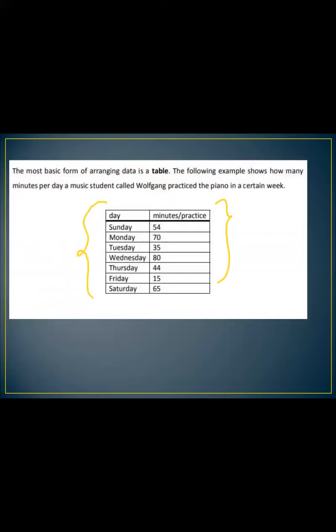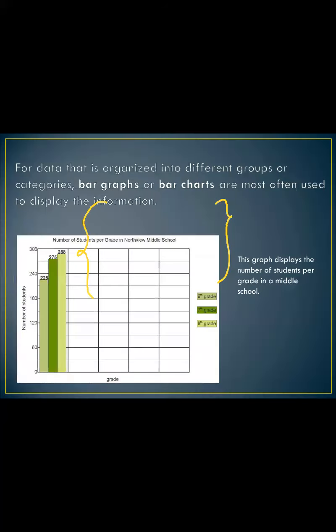The second one is bar chart. For data that is organized into different groups or categories, bar graphs, or we can say bar charts, are most often used to display the information. And this graph displays the number of students per grade in a middle school. The first one is 6th grade, the second one is 7th grade, and the third one is 8th grade.